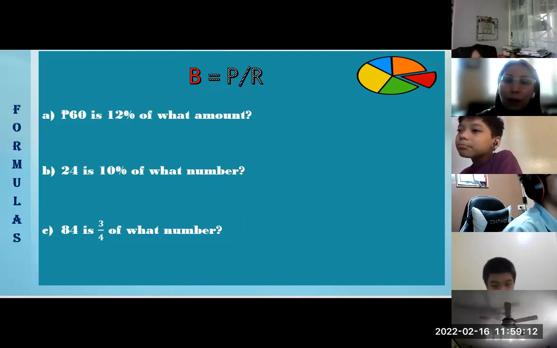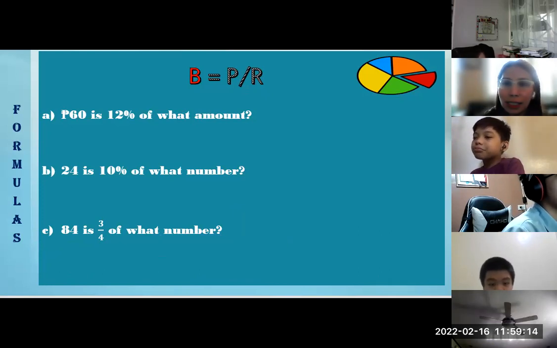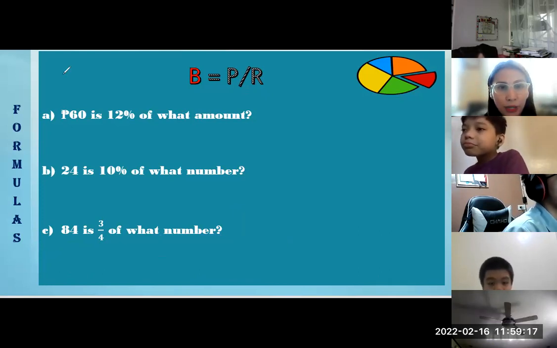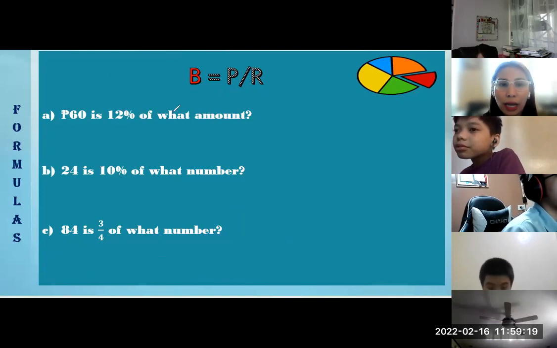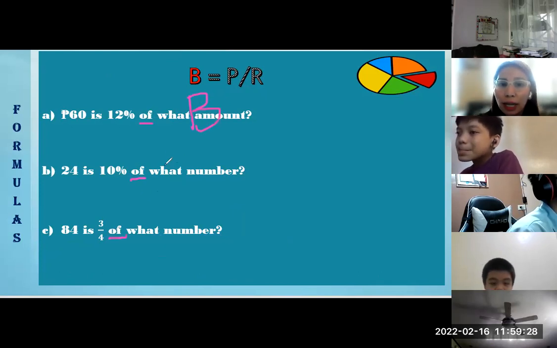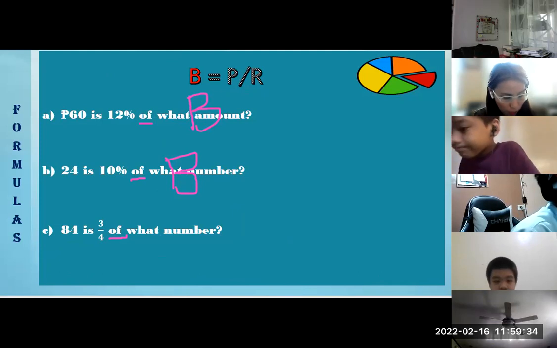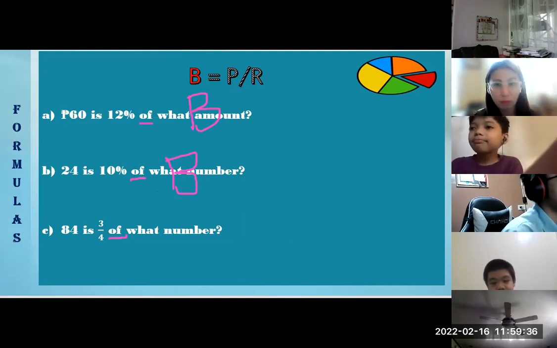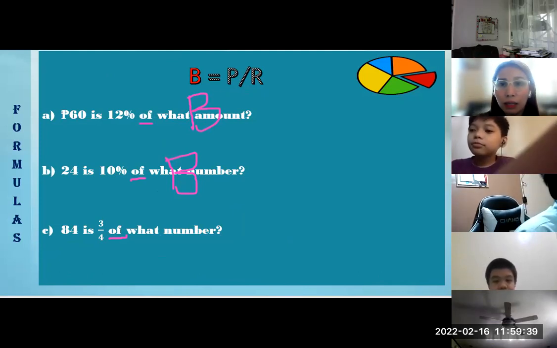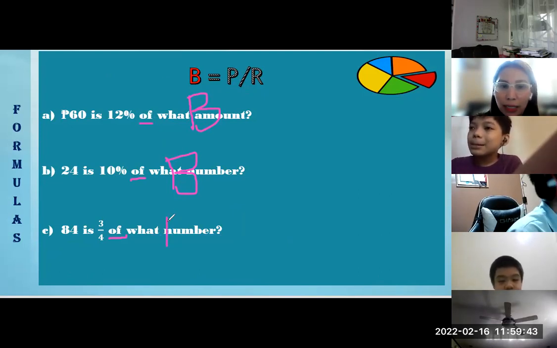Okay, let's find naman the base here. Base yung nawawala. Ito yung mga keyword natin or yung hint, yung "off." Yung mga "off," therefore ito po yung base. Ito yung nawawala, base. Kasi 'di ba preceded the amount? Pag preceded, yan yung base.